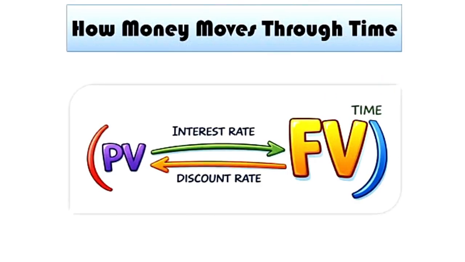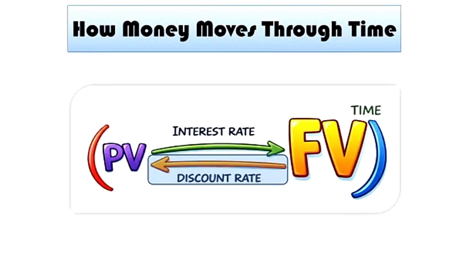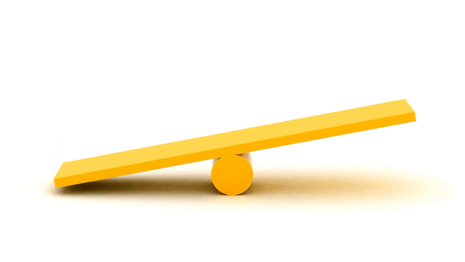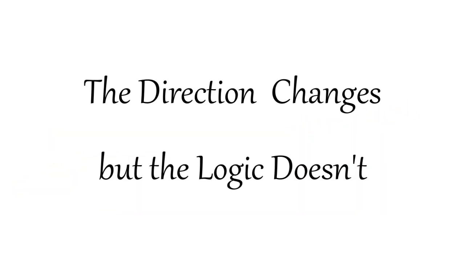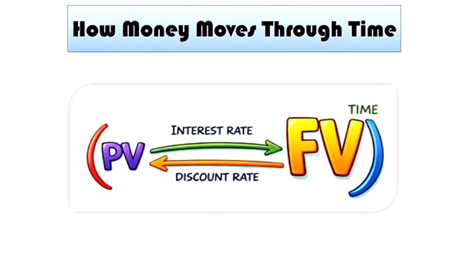Now, this relationship also works in reverse. If we already know a future amount and want to understand what it's worth today, we move backward using the discount rate. That lower arrow shows the same process, just reversed. So whether we're moving forward to find future value or backward to find present value, the relationship is the same. The direction changes, but the logic doesn't. This is the core idea behind the time value of money.